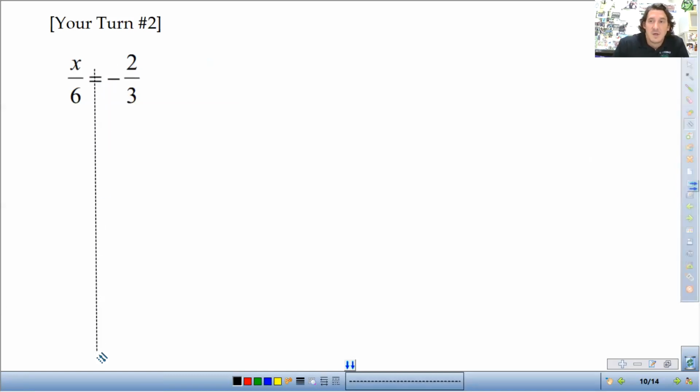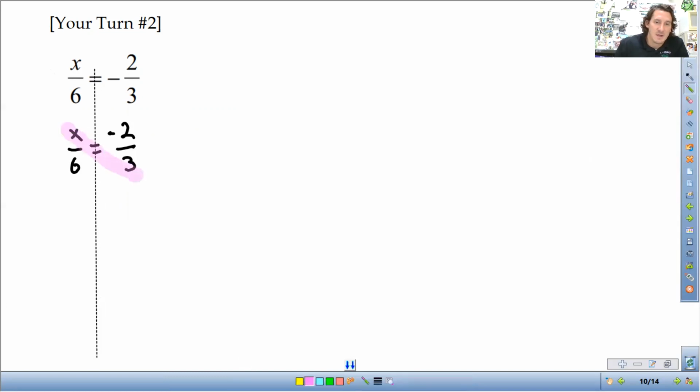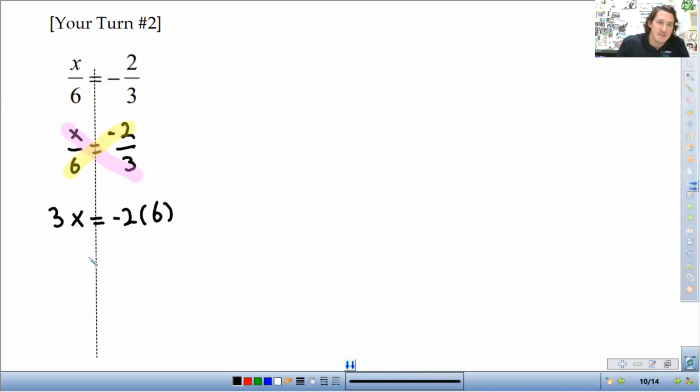So I'm going to do my line of separation. I'm going to rewrite the problem. I'm going to move the negative to the top so I can keep track of it easier. And then I'm going to cross multiply x times 3 and then negative 2 times 6. X times 3 is 3x, and then negative 2 times 6 is negative 12. And then divide both sides by 3. And you get x is equal to negative 4.